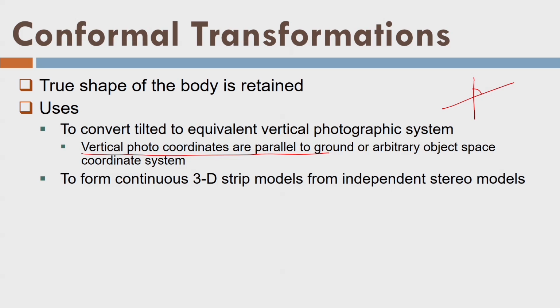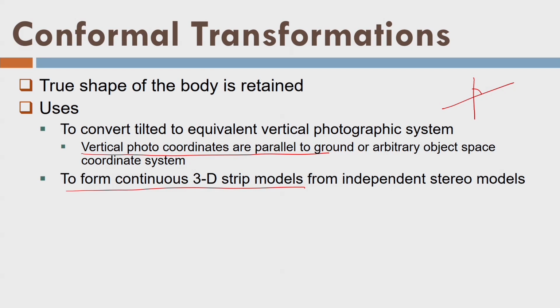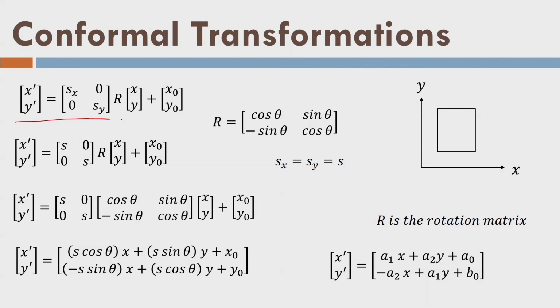That means the xy plane of the vertical coordinate system is parallel to the ground surface. Now we will also use the conformal transformation for this purpose, which we will look into in the next lecture. First, understand how to do the conformal transformation. So let us look into the basic equation again here.